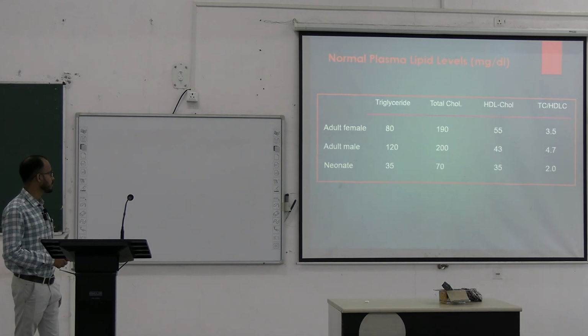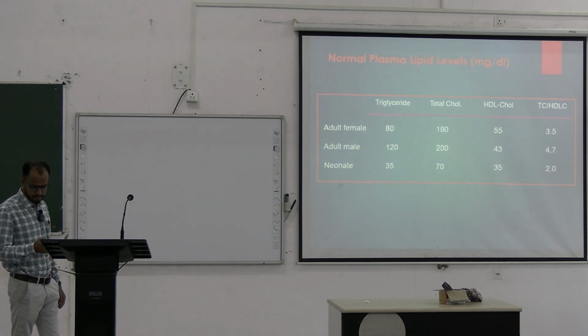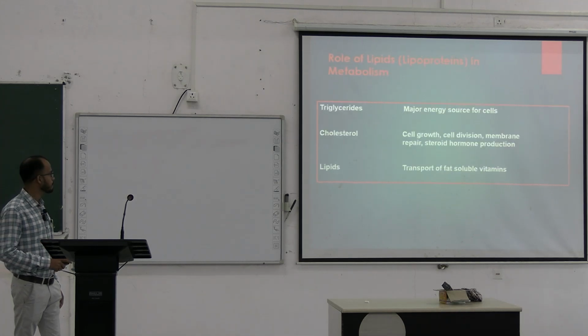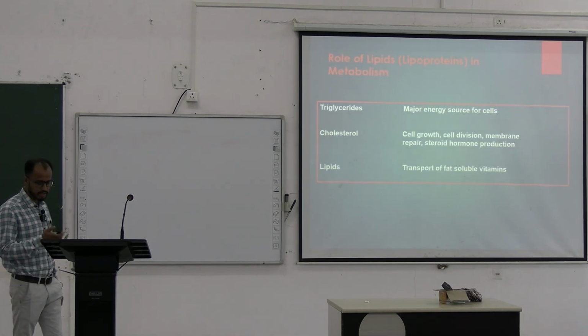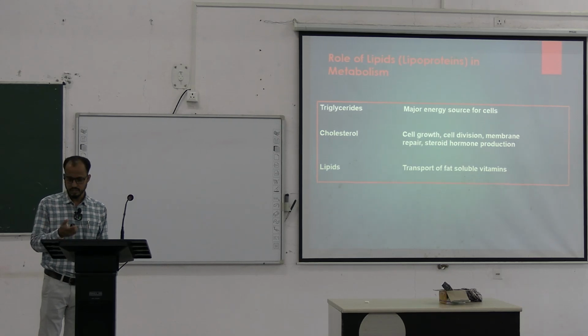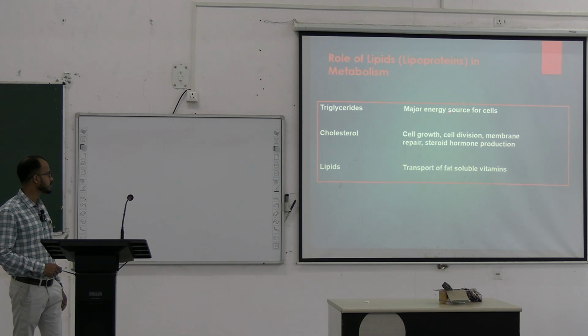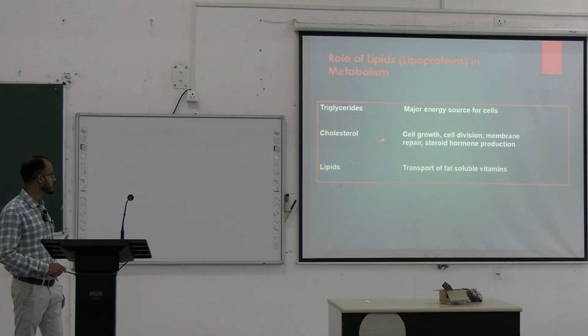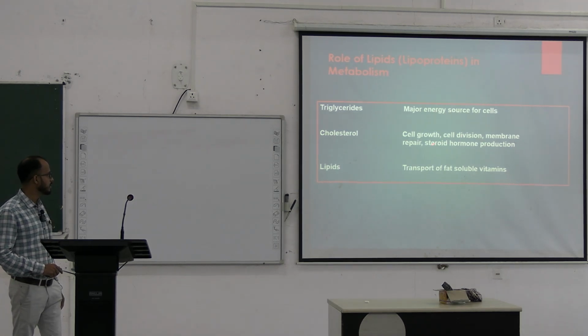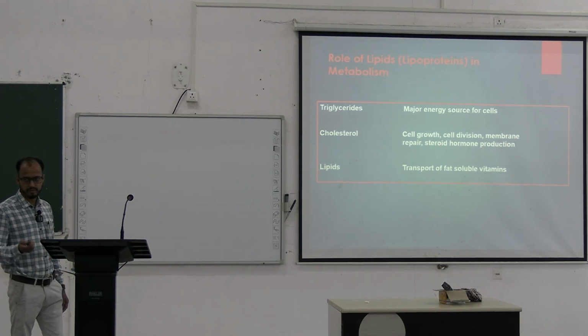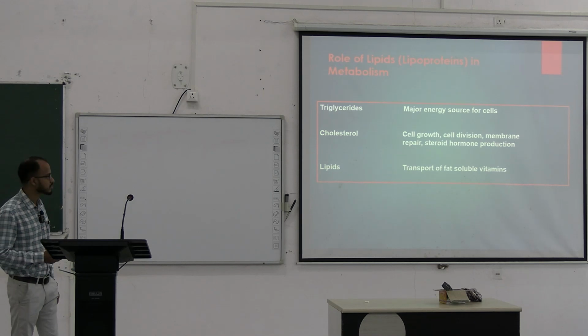So, these are the normal plasma lipid levels. In an adult male, the normal triglyceride value is 120 and total cholesterol is 200. In an adult female, it is 80 and 190. So, what are the functions of lipoprotein? These are not always harmful. They have some functions in our body. Triglyceride is the major energy source of the cells. Cholesterol is needed for cell growth, cell division, membrane repair, and steroid hormone production, and lipids are a vehicle for some fat soluble vitamins.